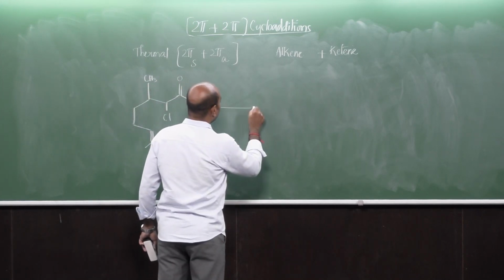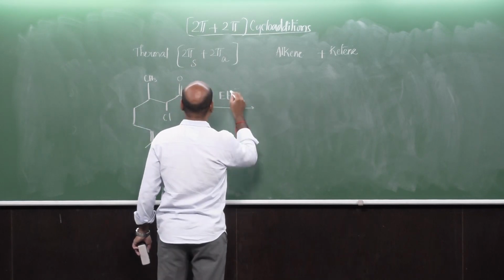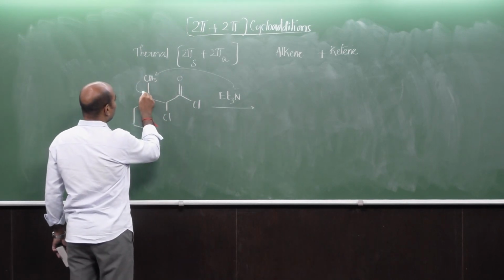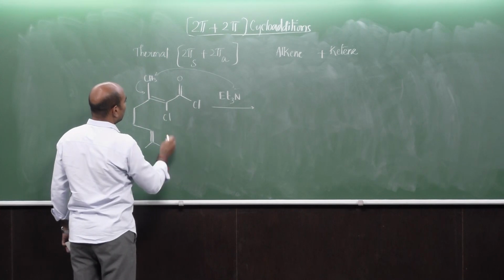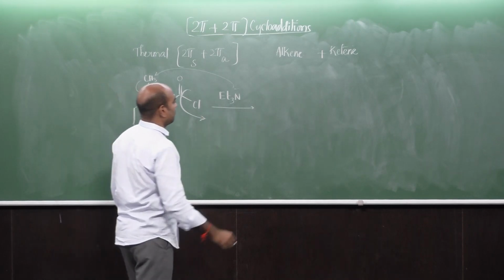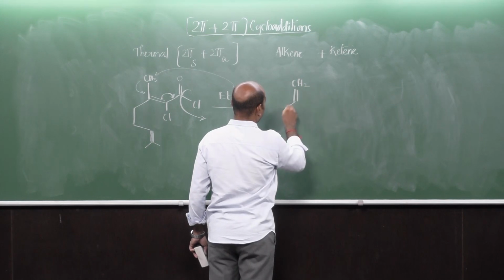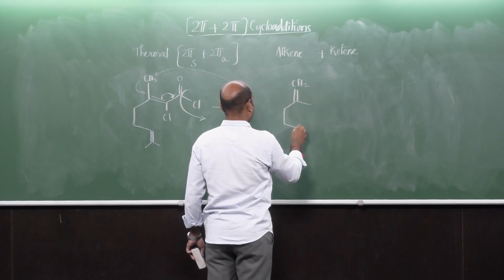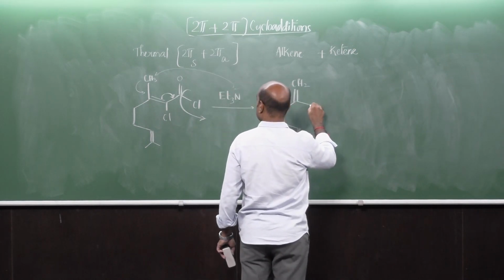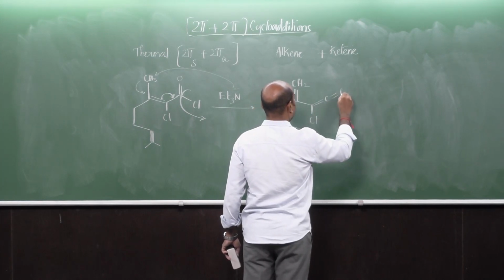So, this molecule on treating with a base, the base will abstract a proton from here, resulting in the formation of a ketene, CH2 or Cl C double bond O.